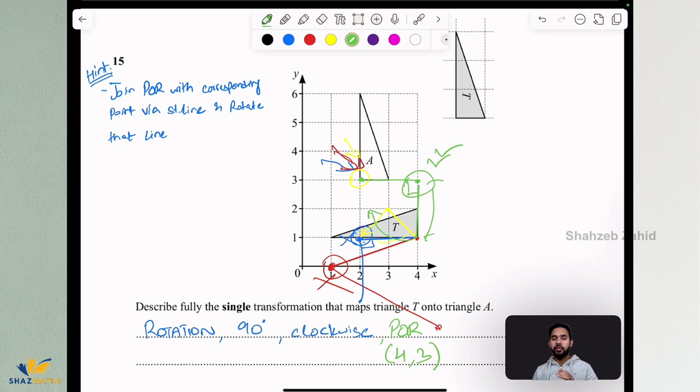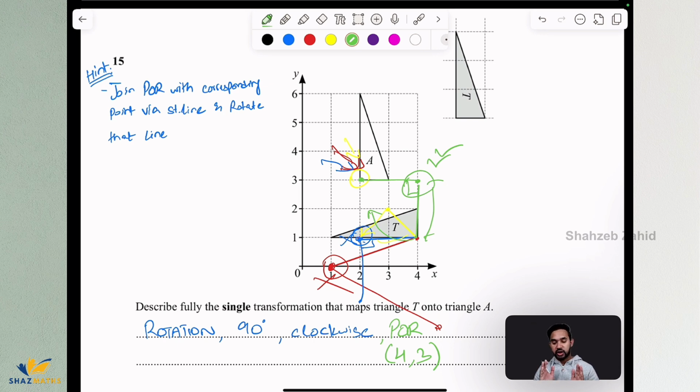And then there were 4 to 5 points that could have been our point of rotation. Quickly, we have checked each and every point. How have we checked? We connect the point of rotation with the corresponding point via a straight line, and then try to rotate that line and see if it ends up mapping onto the image or not. That's a simple technique, although it has taken me a while to explain this concept.